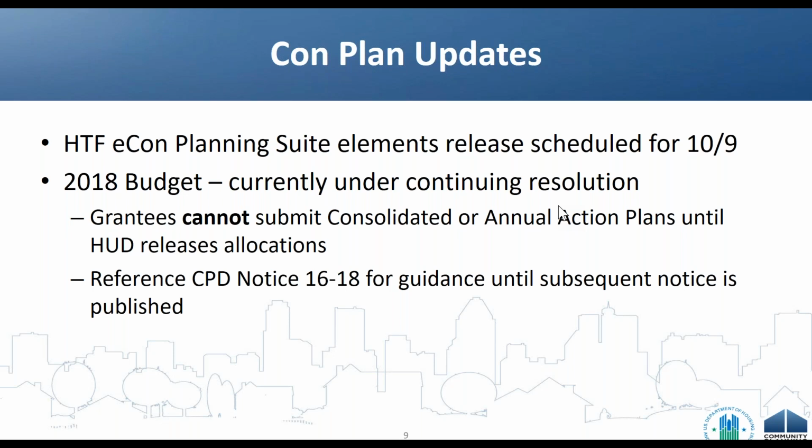The second point, and a second place where we've had a number of questions, is in regards to the 2018 budget. This is especially relevant for those of you who are on a January 1 program year cycle. The 2018 federal budget is currently under a continuing resolution, and that right now is scheduled through the beginning of December. Grantees cannot submit the consolidated plan or your annual action plan until HUD releases allocations, and HUD will not release allocations until there is a full budget for 2018.